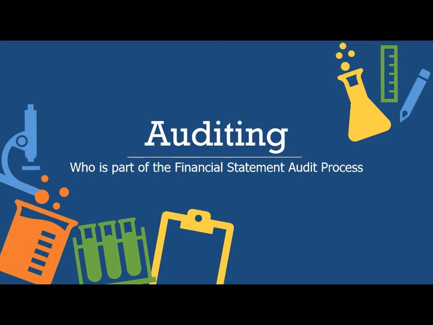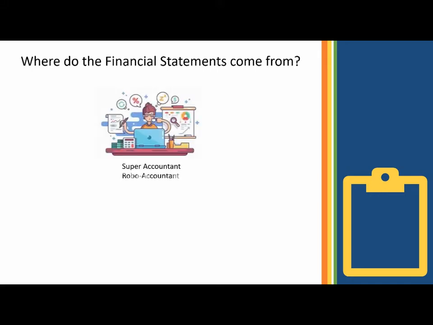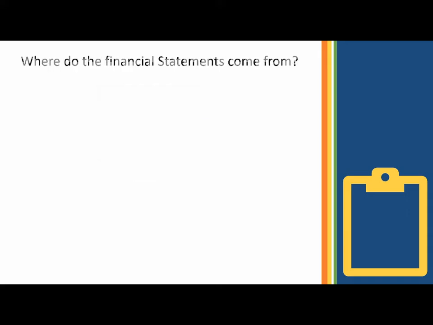So for this short lecture on auditing, we're going to discuss who is part of the financial statement audit process. So first off, where do the financial statements come from? Well, usually they're created by some super accountant or robo-accountant in some back office and they magically appear. No, that's not how it happens. It's really quite a team effort.